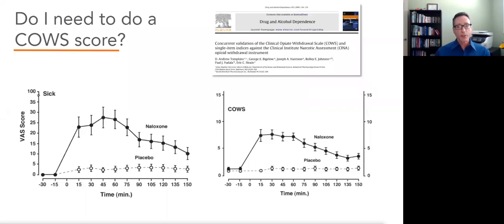I don't know if everybody's heard about a COWS score, but this is a clinical tool that we can use to assess somebody's symptoms. If you look at the slide, the left side is the patient's subjective complaints. And you can see how it directly mirrors the clinical assessment with the COWS tool. So very, very similar.